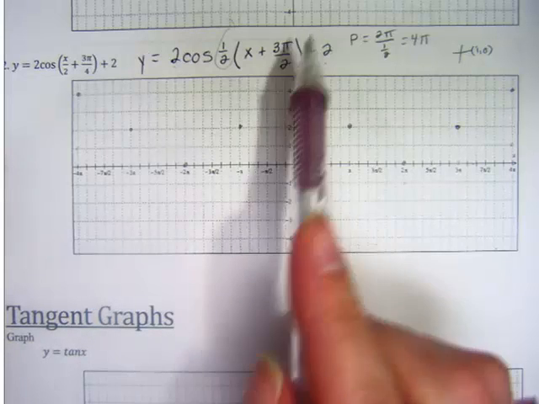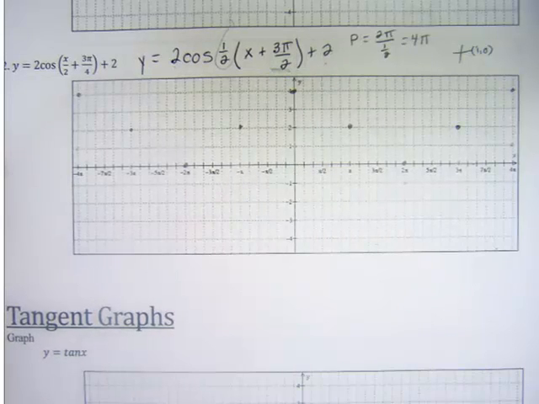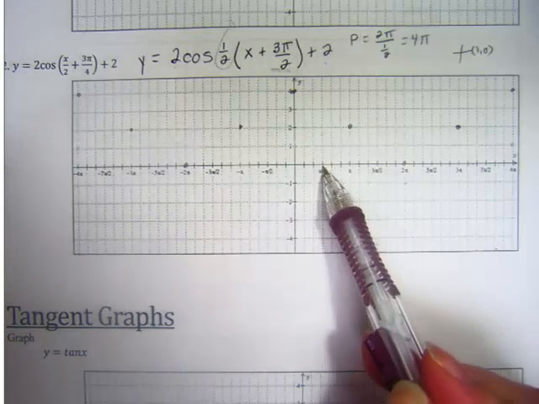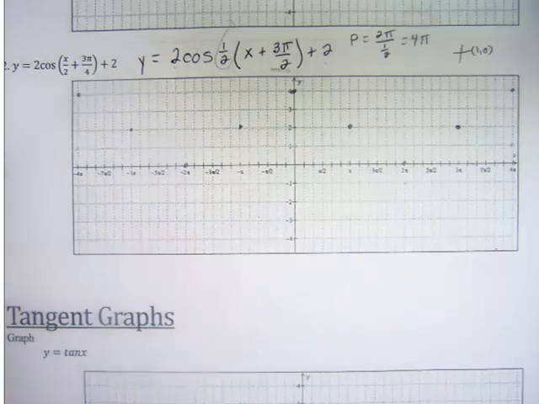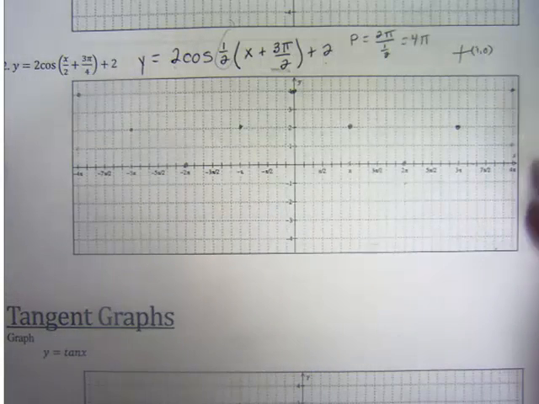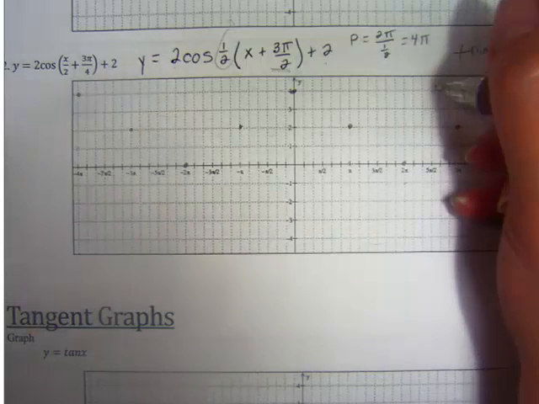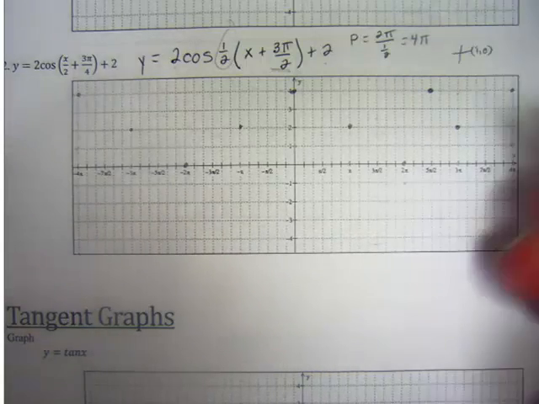And lastly, it says plus 3 pi over 2. Plus 3 pi over 2 means I'm going to go to the left, 3 pi over 2. So each of these points, 3 pi over 2, so that's 3, 6, that's 9 spots, or in other words, 3 big groupings. So this one here moves 1, 2, 3 pi over 2s to the left.